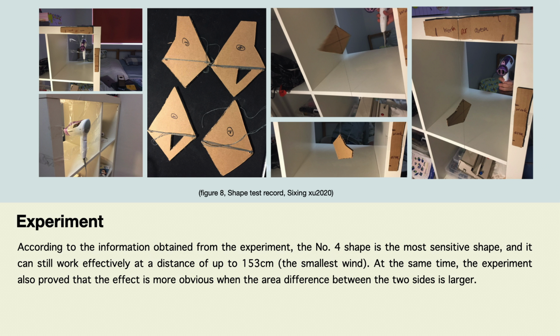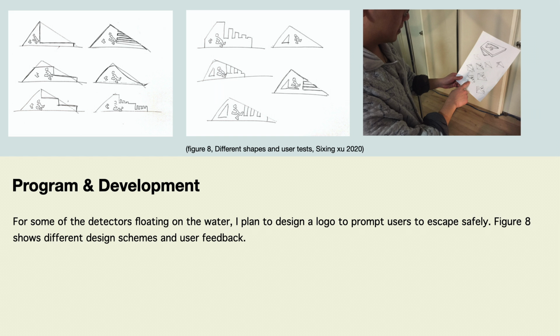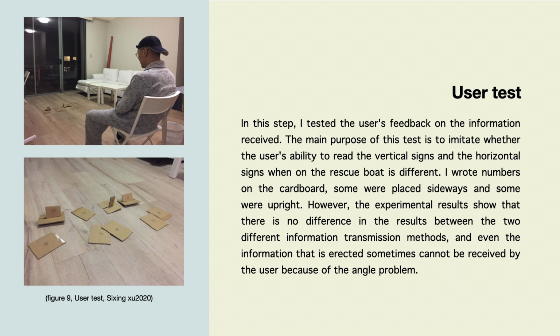According to this test, I found the two shapes that are the most sensitive, and I will use these shapes to continue the design. In this part, I designed a lot of different logos to tell the users which is the right direction they should go, and then I found some volunteers to tell me which is the better logo. In this step, I tested the user feedback on the information received.